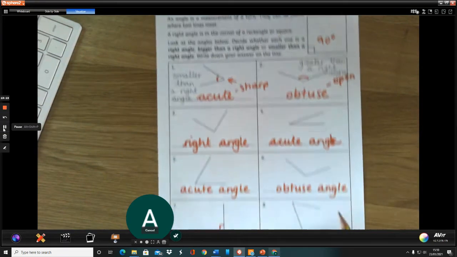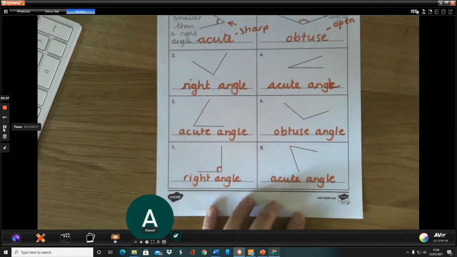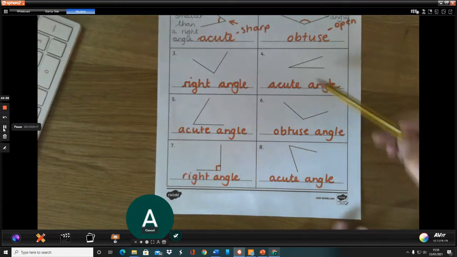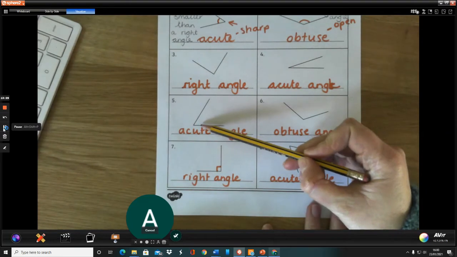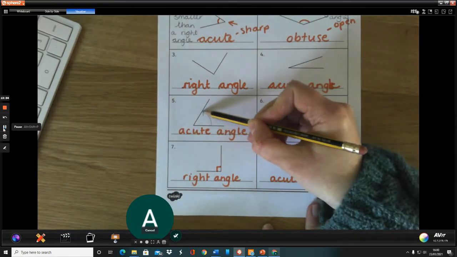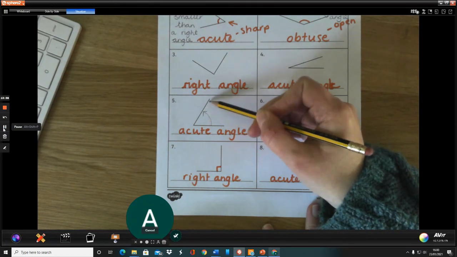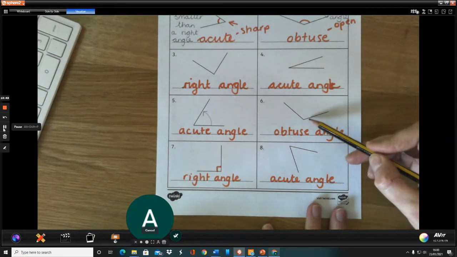So here are the answers to the rest. Remember, some of them would have been right angles. So here we go. Number 3, a right angle. Number 4, an acute angle. Again, sharp and pointy. Number 5, still an acute angle. So this has opened like a turn. Okay? And it's still pointy. The obtuse angle here.